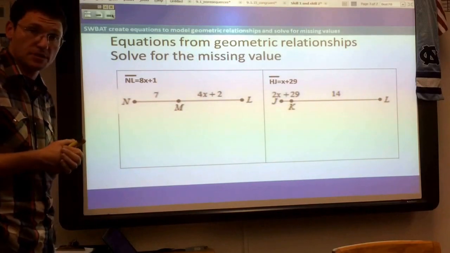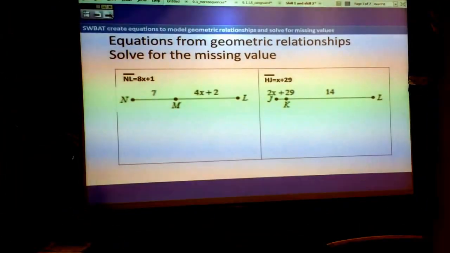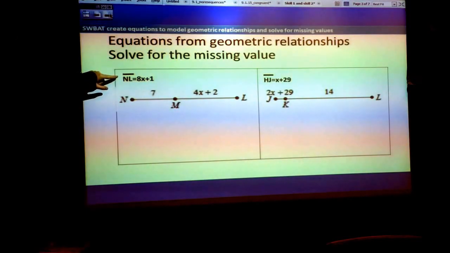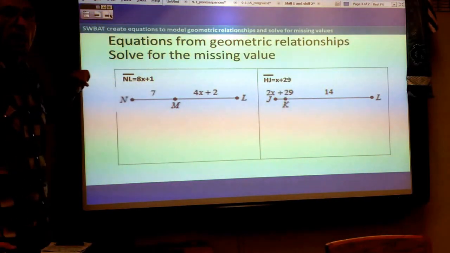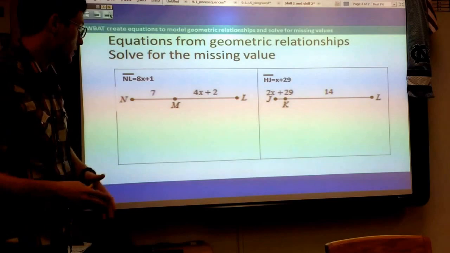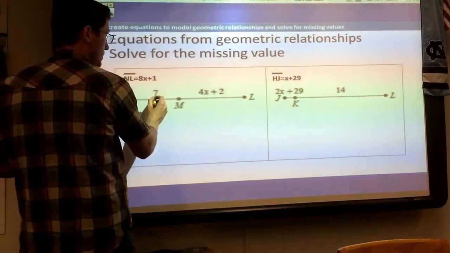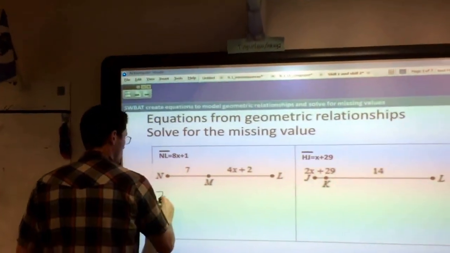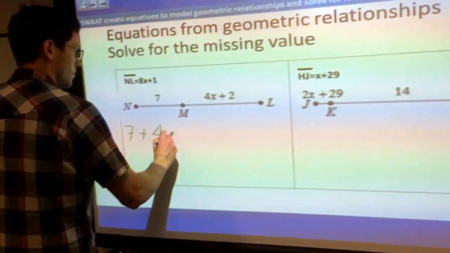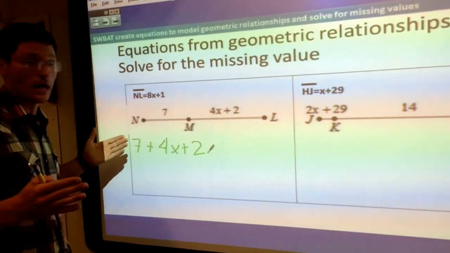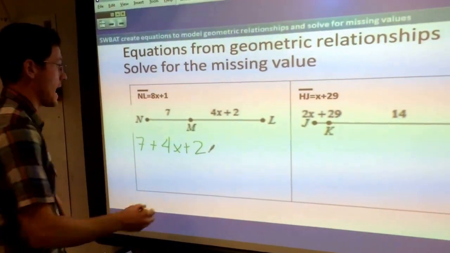Okay. All right, and to wrap us up, we have one more problem, same steps as before. The only difference is it's become even more difficult because we've got an x up here in the full line segment, okay? Same thing, we find our pieces, what do they add up to? Our pieces here are 7 and 4x plus 2. And when I add those together, I get the full line segment. My full line segment here has the x in it.